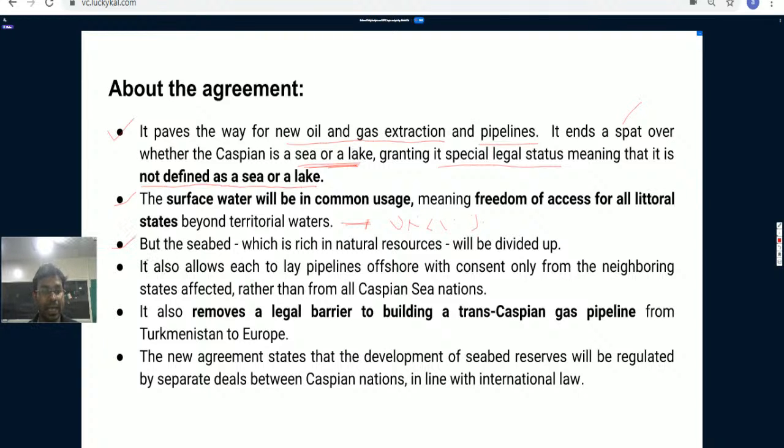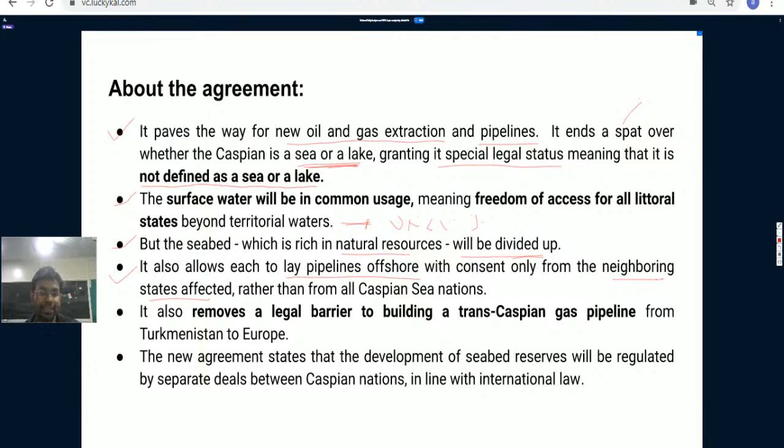But the seabed, which is rich in natural resources, seabed meaning below the sea, will be divided up among the littoral states. It also allows each to lay pipelines offshore. Each country can lay pipelines offshore with consent only from the neighboring states affected.